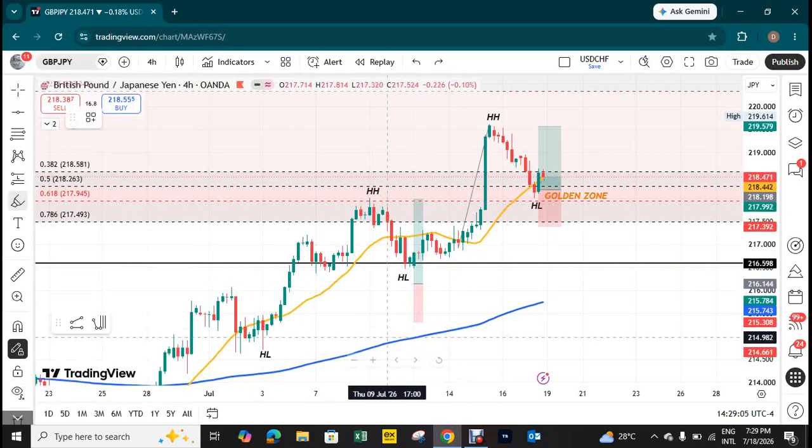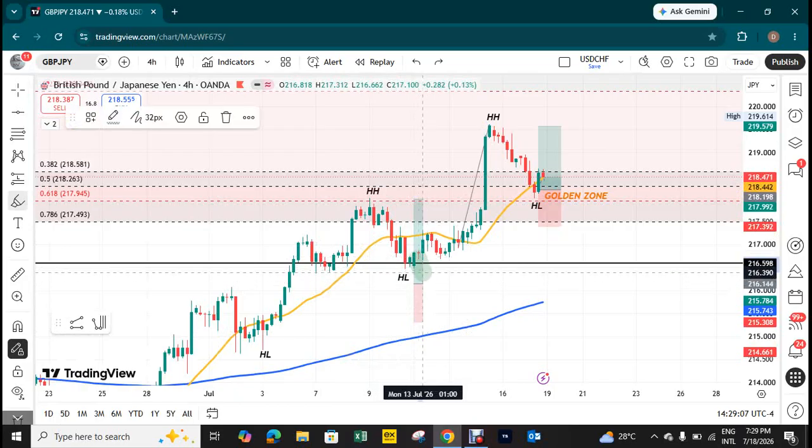I told us last week that we want to see price come down into the golden zone, this area, then buy towards the upside. But price did not come down. Price kept on pushing towards the upside. So we did not take this entry. We let price run, because we don't need to force or chase the market. We let the market come to us and we react to it.